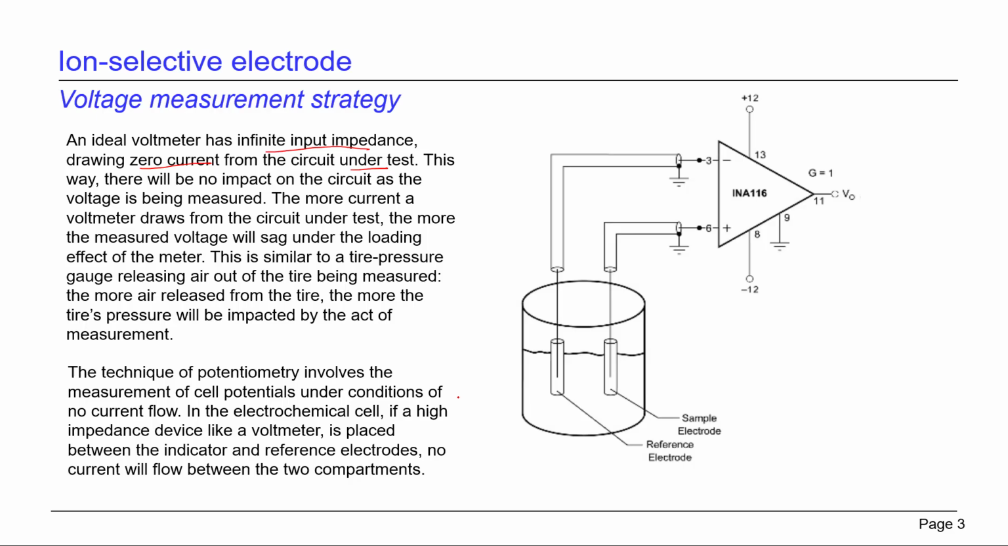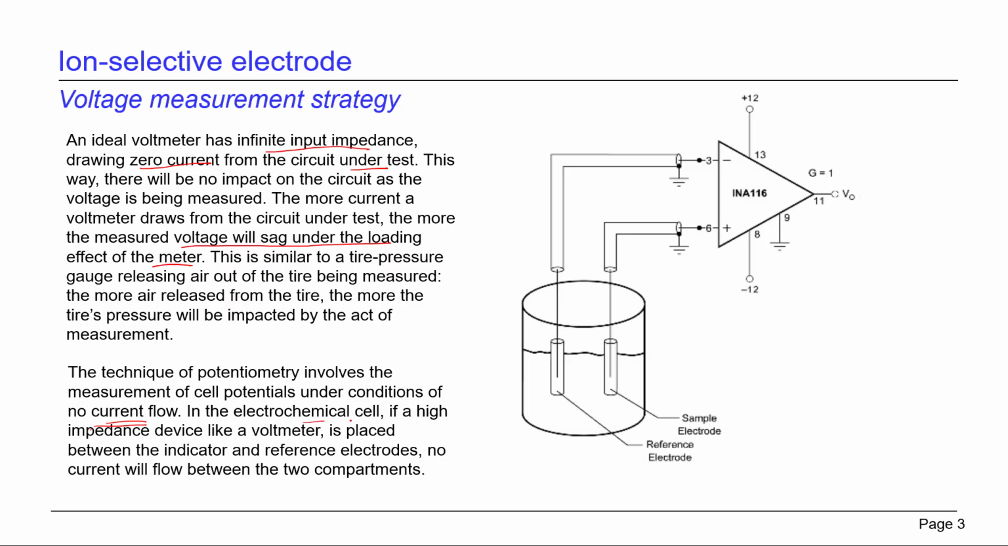So the more current drawn from the circuit under test, the more the measured voltage will sag under the loading effect of the meter. This is similar to a tire pressure gauge releasing air out of the tire being measured. The more air released from the tire, the more the tire's pressure will be impacted by the act of measurement. So the technique of potentiometry involves the measurement of cell potentials under conditions of no current flow. I mentioned that in the last video and earlier.